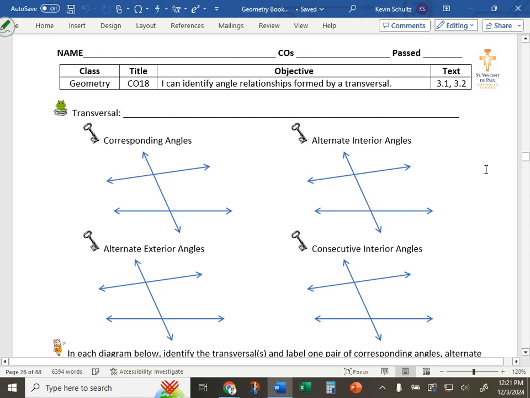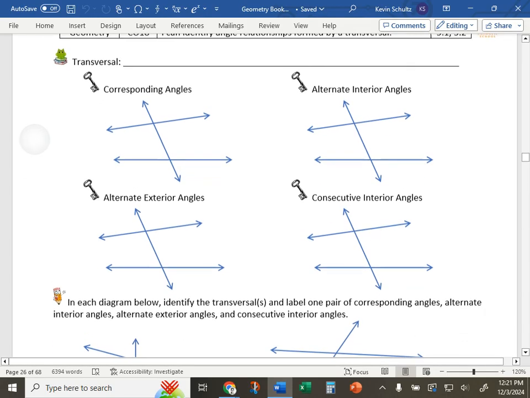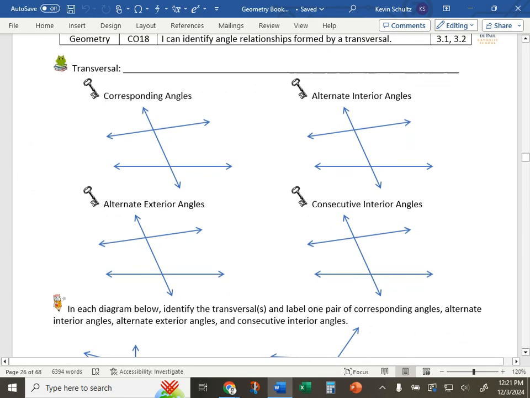Geometry, we are moving on to the wide, wonderful world of lines and transversals and all of the angle relationships that exist. Okay? So, a definition, a word that we are going to use often, so make sure that this one is committed to memory.